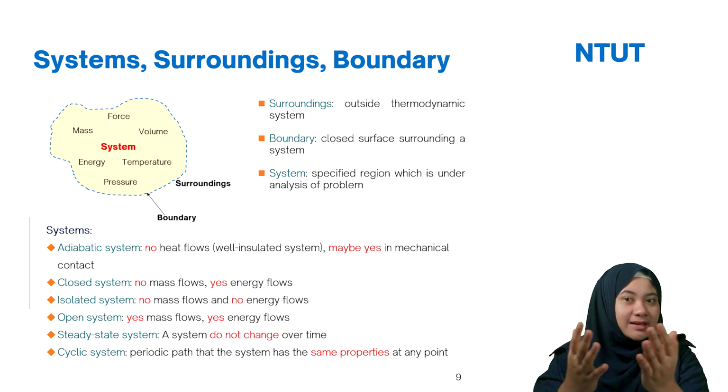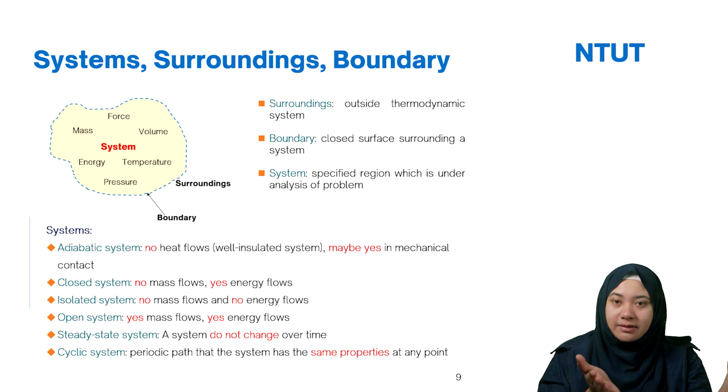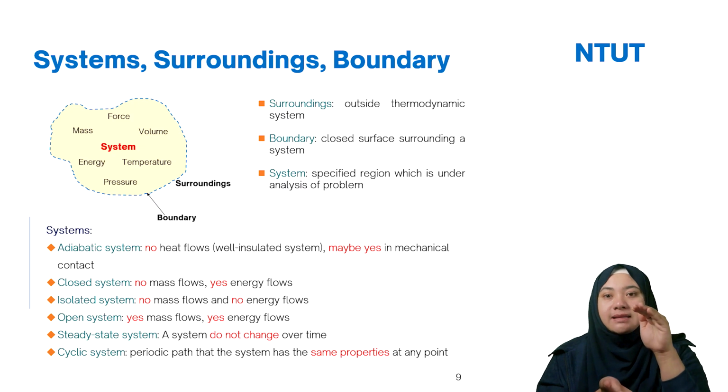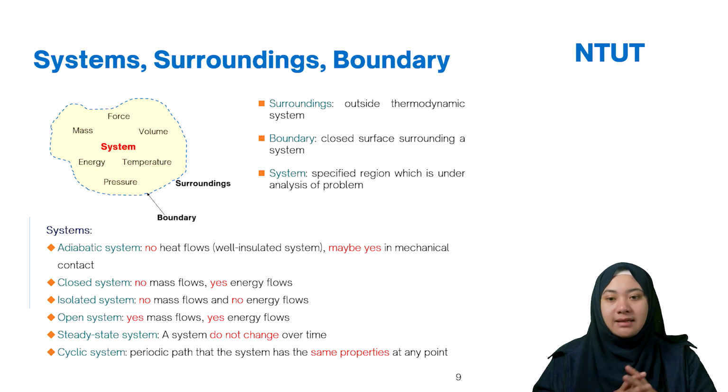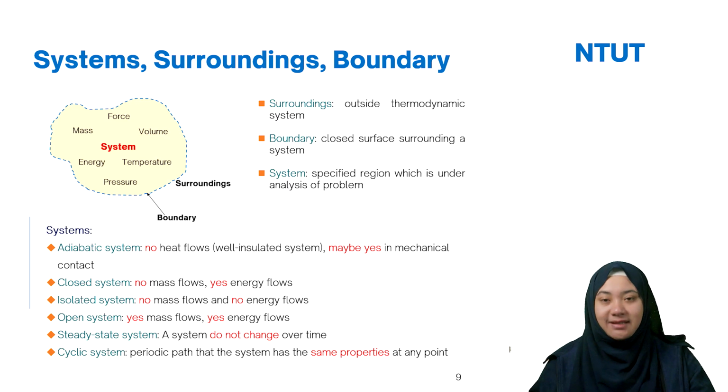So this is what we call isolated. We don't let the temperature go out, so we just keep the system inside. This is what we call an isolated system. And the other is the open system. Of course, with open you have mass in, mass out, energy in, energy out. This is open, so they move freely.